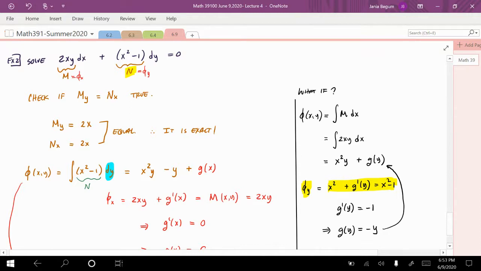So then here, looking at the yellow, phi partial y is equal to x squared plus g prime, which equals x squared minus 1. And your goal is to solve for g of y. So I subtracted x squared on both sides, and I get g prime of y equals -1. And then I integrate with respect to y to find this function g of y.